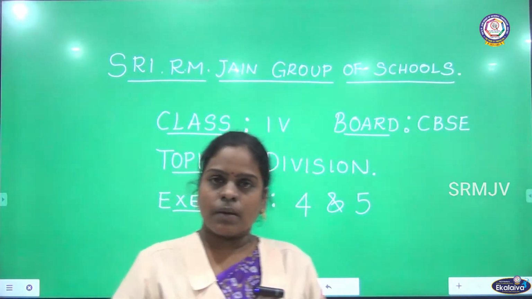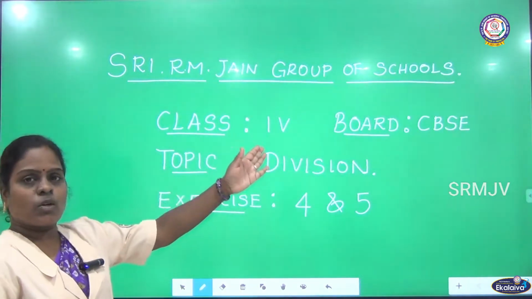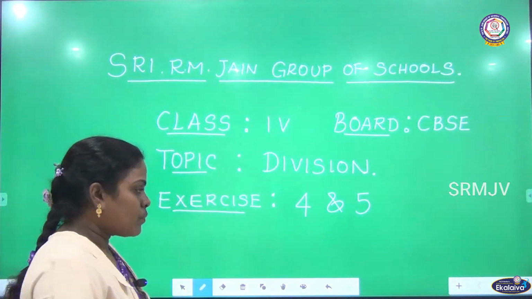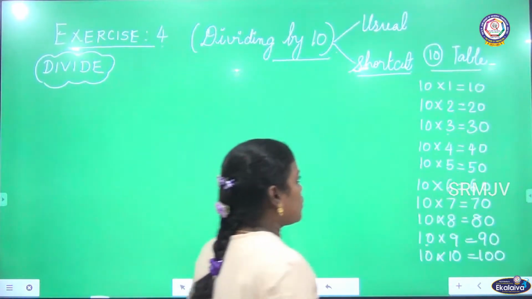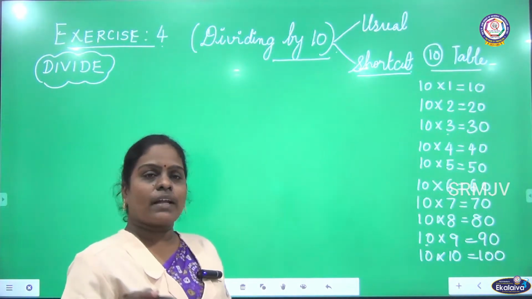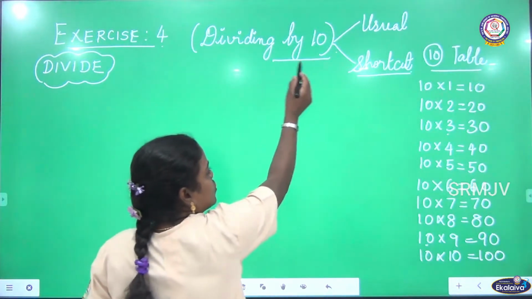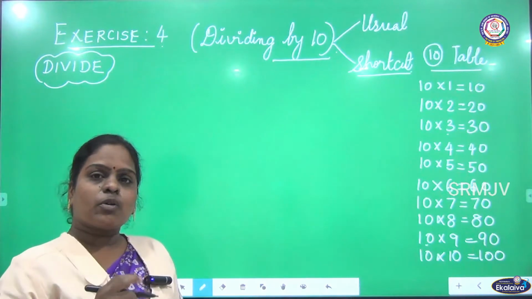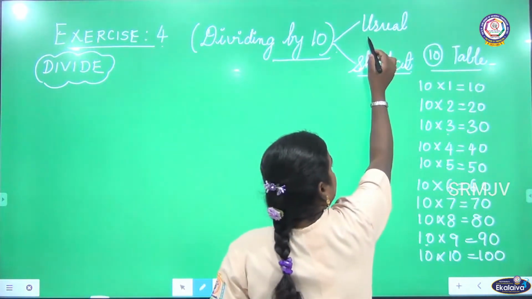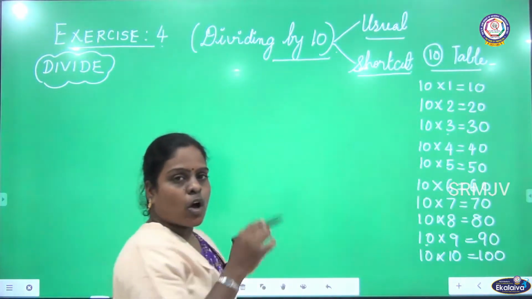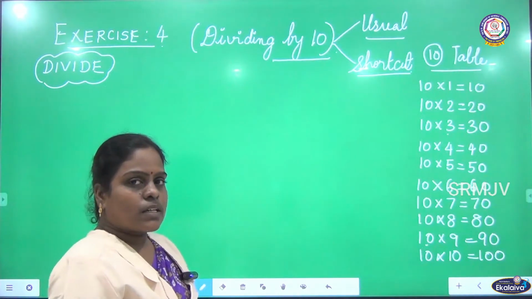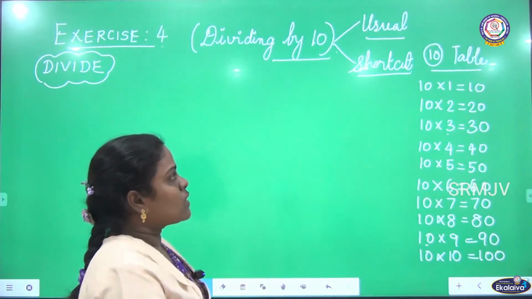Today we are going to see 4th standard. Topic is division. Exercise 4 and 5. In exercise 4 we are going to learn how to divide a given number by 10. Children, we have two methods to find out the answer. The first method which we use normally and the other method is a shortcut method. Let us do the sums in both the methods.